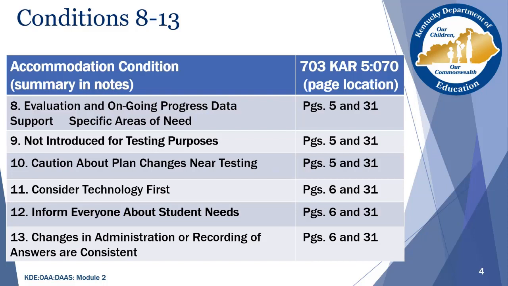On number 8, evaluation information or ongoing progress data should support the need for intervention and accommodations in a specified area of need. This data, whether it be current or longitudinal data, should support the evidence of whether the student still needs the use of that accommodation or if they are able to utilize their services independently and no longer require it.